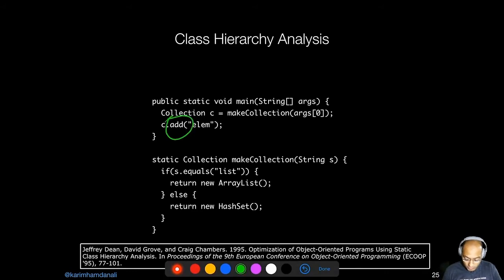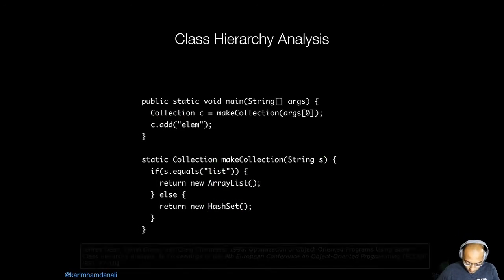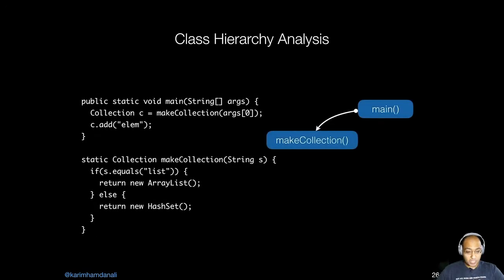The function makeCollection will have a switch statement or an if-else statement on the given type, which is a string. If it's a list, it will create an ArrayList. Otherwise, it will create a HashSet. So you would expect that when this add function is called, it will dispatch to a different method depending on the type that is given to it by the main method.